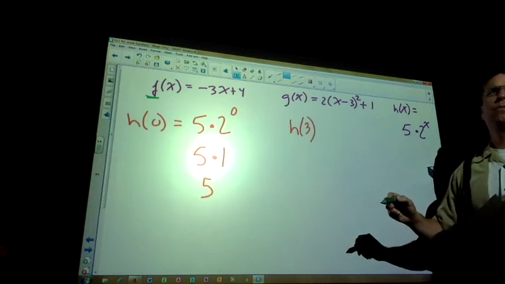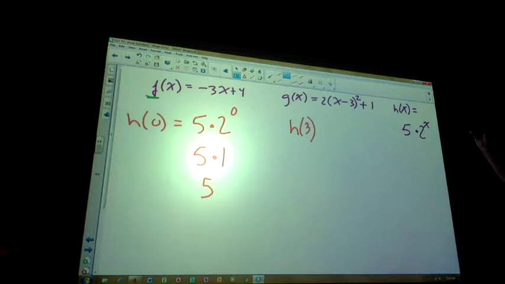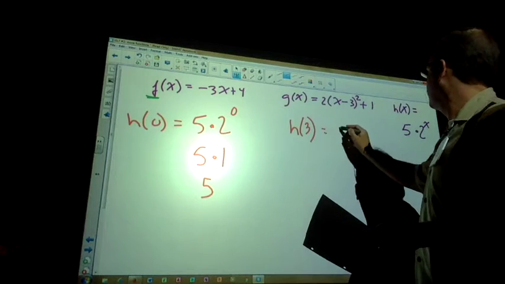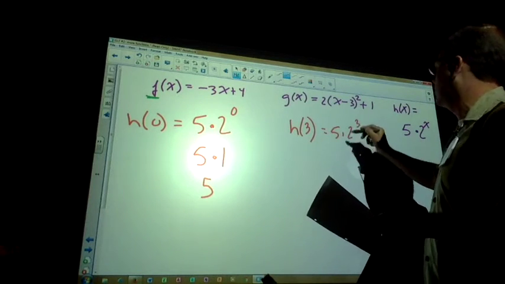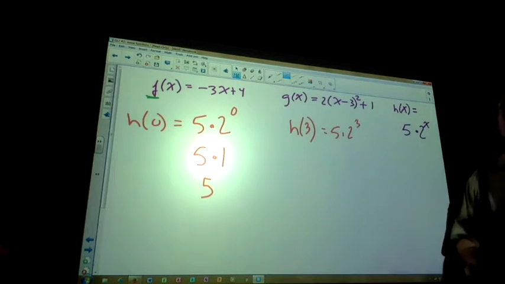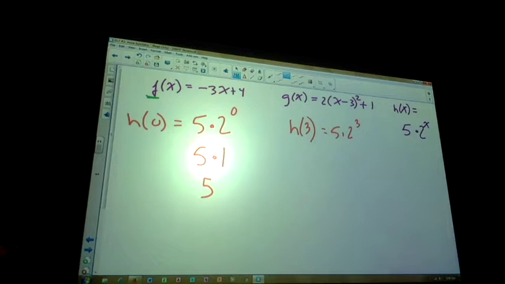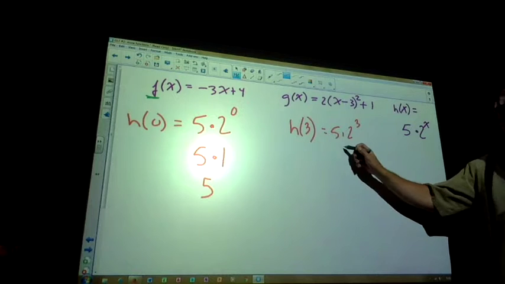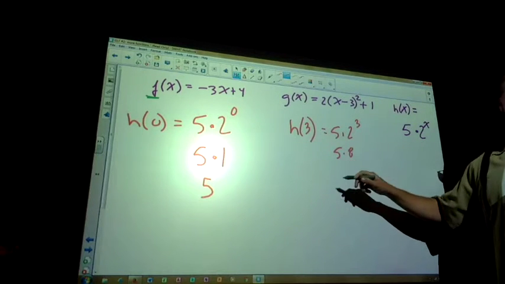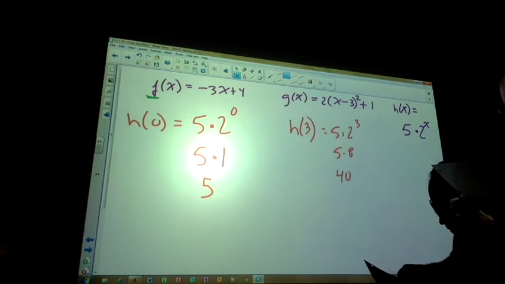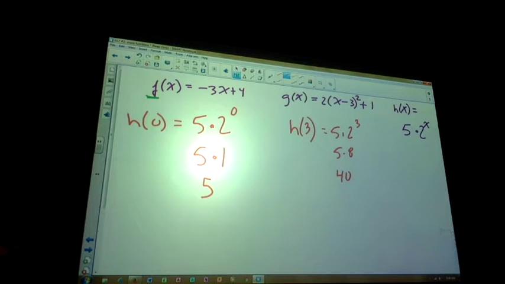Which equation? Third. Why? It has h. So I have 5 times 2 to the third power. 2 to the third power is 2 times 2 times 2. 2 times 2 is 4, times 2 is 8. So this becomes 5 times 8, which is 40. Next, 23, f at negative 3.